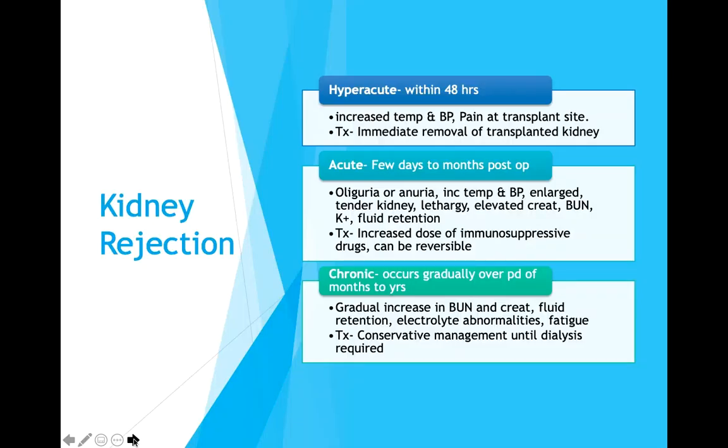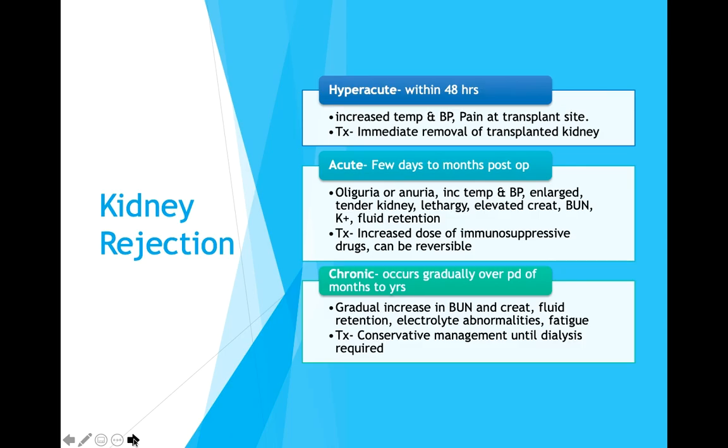Signs and symptoms of kidney rejection. There are 3 different types of rejection. There's your hyperacute, which occurs pretty much immediately, within the first 48 hours. The patient will show an increased temperature, they'll become hypertensive, and they have pain at that transplant site. The only treatment for the hyperacute is immediate removal of the transplanted kidney. Unfortunately, it hasn't worked and the kidney has to come out.